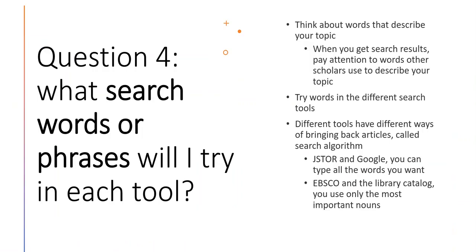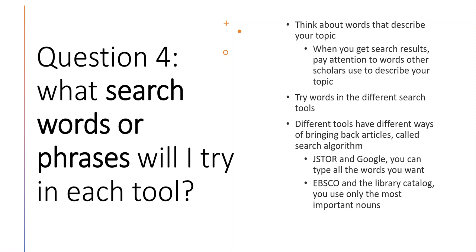The last question is what search words or phrases will we try in each tool? And this is really important because the first words that you think of when you think of your topic may not be the words that scholars are using to describe your topic, or there may be a bunch of different ways that scholars are referring to your topic. So when you try your search, pay attention to the search results and the words that the experts are using when they talk about different issues related to your topic.